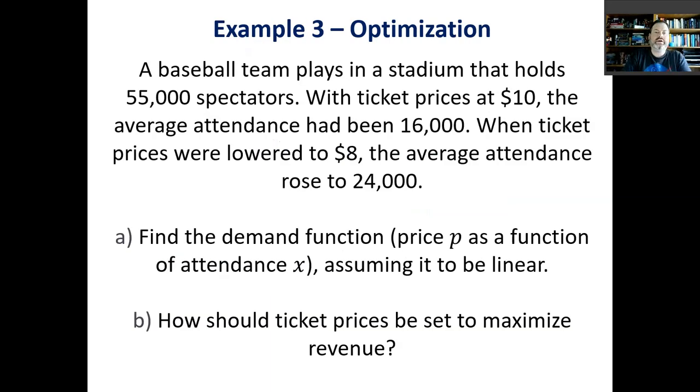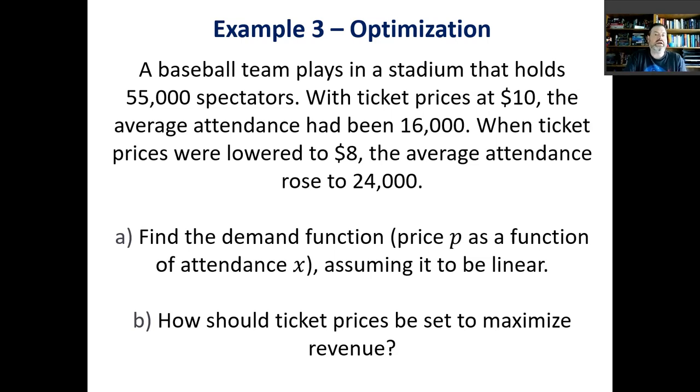So what we're going to look at here is how to optimize ticket prices to maximize revenue. Again, we're looking at it from the point of view of the business. A baseball team plays in a stadium that holds 55,000 spectators. With ticket prices at $10, the average attendance had been 16,000. When ticket prices were lowered to $8, the average attendance rose to 24,000. Find the demand function, price P as a function of attendance X, assuming it to be linear. And for part B, how should ticket prices be set to maximize revenue?